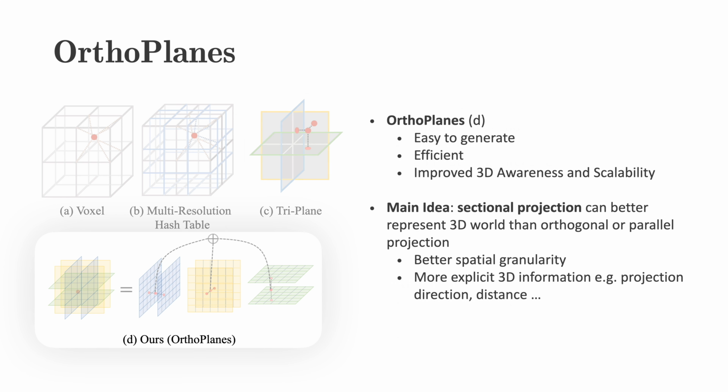We propose OrthoPlanes, which encodes fine-grained 3D information in feature maps that can be efficiently generated by modifying the 2D StyleGAN. Inspired by successful scene-specific representations, we find that sectional projection can better represent the 3D world than orthogonal or parallel projection. This is because sectional projection has better spatial granularity and provides more explicit 3D information, such as the projection direction and the distance.